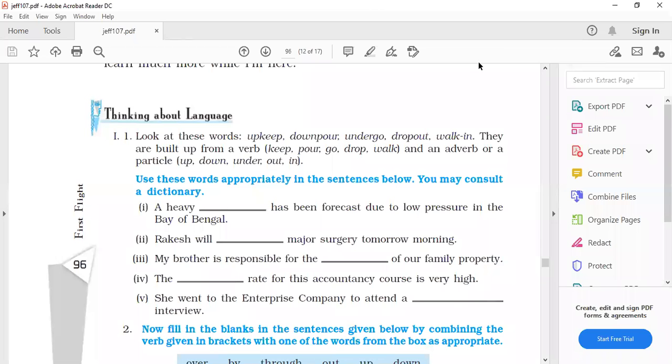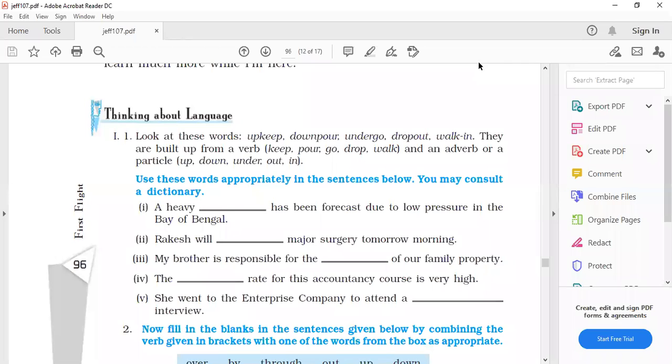We are going to discuss the exercises given at the back in chapter 7, part 3 on page 96. Clear? So the first exercise is thinking about language. Read the exercise and fill in the words and phrases given to you. This is to increase your vocabulary and to understand the meanings of these particular words. That's why they have mentioned that you can use the dictionary if you face any problem with the words.